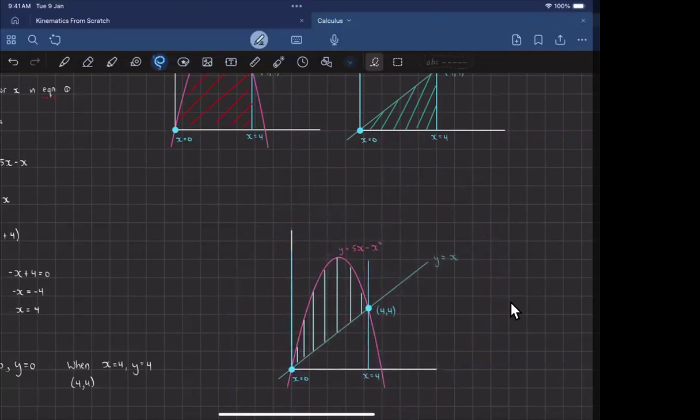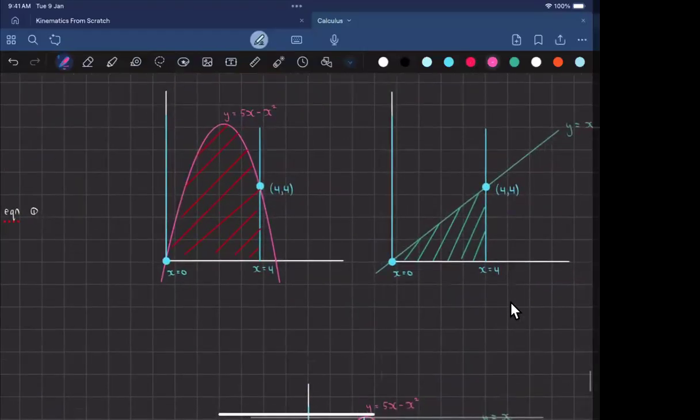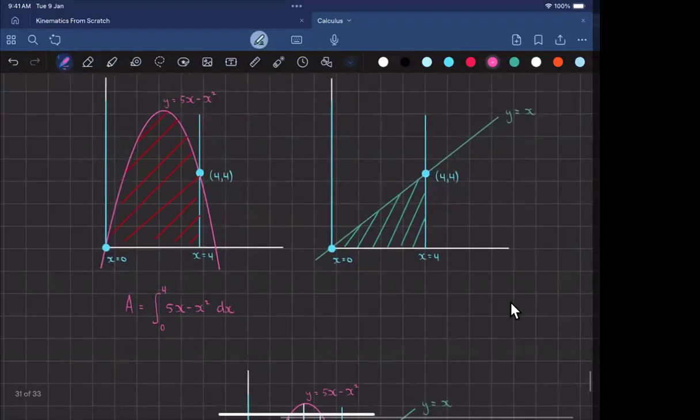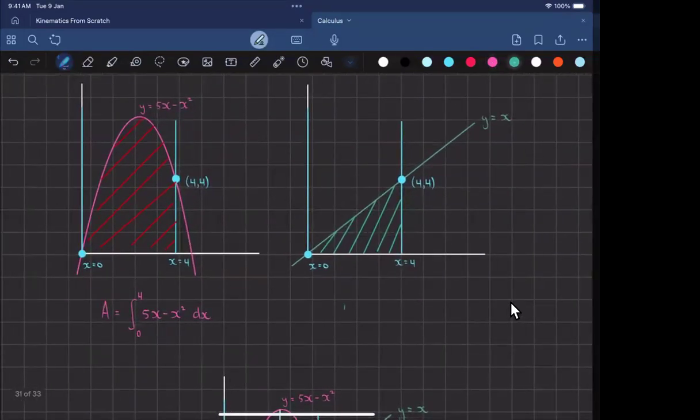So we need to figure out the area of this. And how would I find the area of this? You could integrate. I would integrate 5x minus x squared between what limits? 0 and 4. So the upper limit would be 4 and the lower limit would be 0. And I would need to find the area for this one.